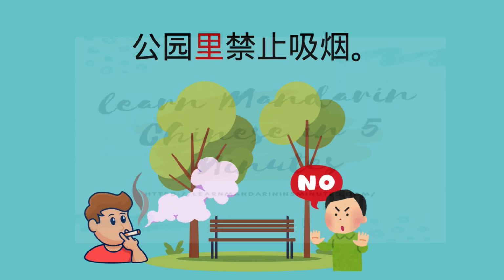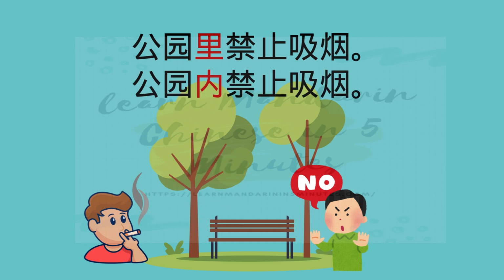Let's compare these two sentences. 公园里禁止吸烟 and 公园内禁止吸烟. Although both phrases mean that smoking is not allowed in the park, when we use li, it is commonly used in everyday language. This phrase has a more casual and conversational feel. It suggests that smoking is not allowed anywhere inside the park, but the boundaries are less strict.